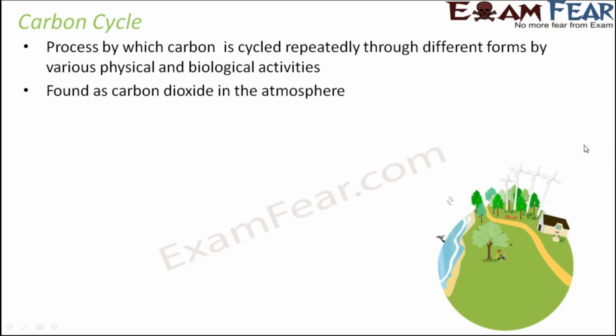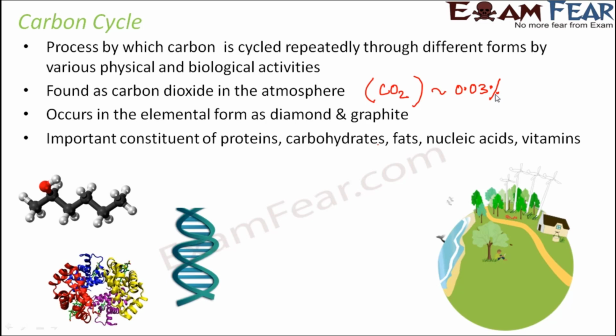Now, when we talk about atmosphere, carbon is present in the form of carbon dioxide, and we have seen that carbon dioxide is not present in a very huge amount. Approximately 0.03% of the atmosphere is carbon dioxide. Carbon is also an important constituent of proteins, carbohydrates, fats, nucleic acids and vitamins, because all of these contain carbon. So carbon is an important constituent of all of these.